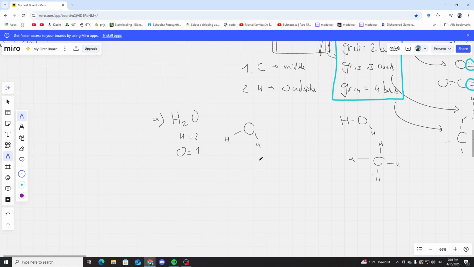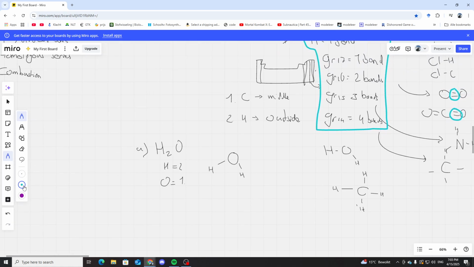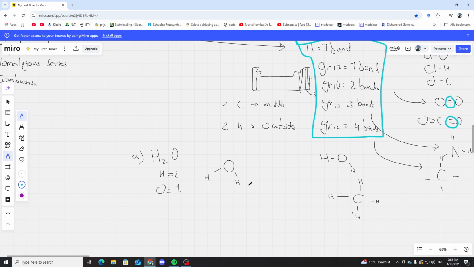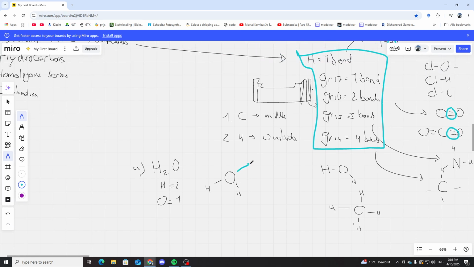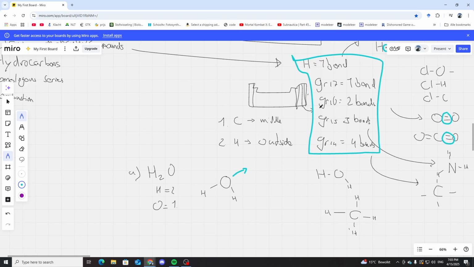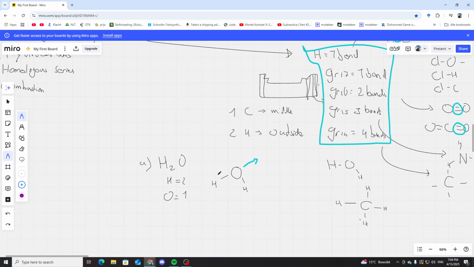Easy enough. And I can always double check my answers. Yeah, I can check if my answer is correct, because how? I look at O. Okay, it's in group 16, so it wants 2 bonds. Does it have that? Yes, it does. 1, 2. My O is correct. Then I look at the H. How many bonds does the H want? 1. Is that correct for both H's? Yeah, they only have 1. So this drawing is correct.